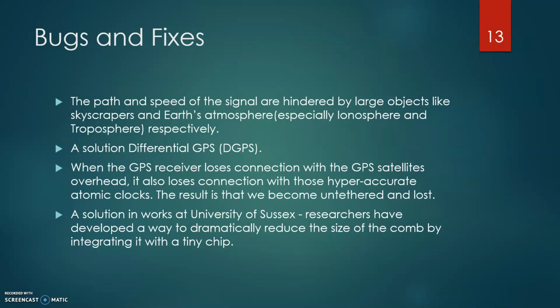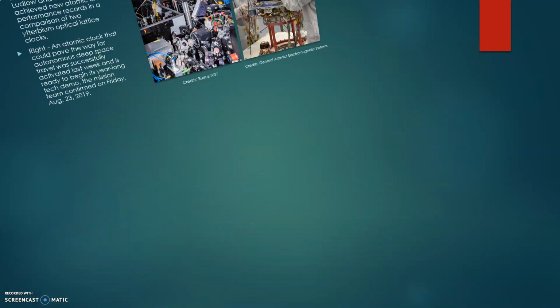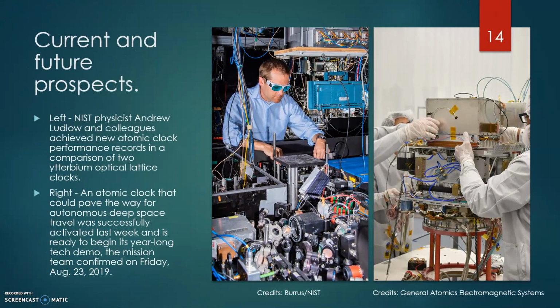Another problem we face with GPS receivers is that if the receiver loses connection with the GPS satellites, then it loses connection with the hyper-accurate atomic clock. This results in us being untethered and lost. The solution is in the works at the University of Sussex, where researchers are trying to develop a way to dramatically reduce the size of the comb by integrating it with a tiny chip. With that, let us come to the future prospects.